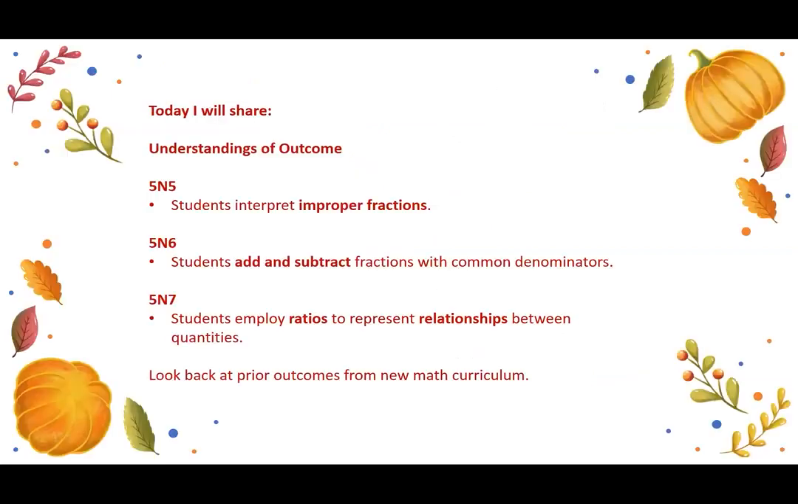Okay, so today we're going to look at understanding of outcome 5, which is students interpret improper fractions. I'm going to explain and try to help you understand the statements behind improper fractions and then, therefore, mixed numbers. I have a very interesting comment to share with you about the term improper fractions. And then we're going to look at adding and subtracting fractions with common denominators.